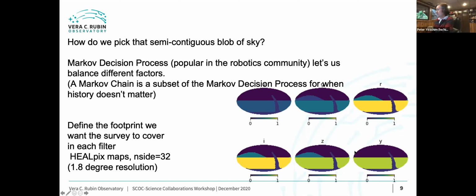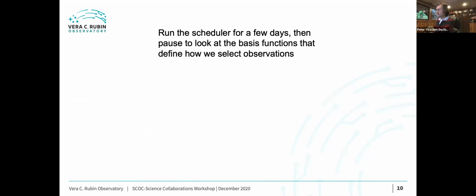So here's our footprint in all 6 filters, u, g, r, i, z, y. And we're going to define these with HEALPix maps at a resolution higher than the Rubin field of view. So we're tracking things at a higher resolution than our fields. So let me run the scheduler for a few days and then pause to look at how the Markov decision process works and the functions that are going into it.